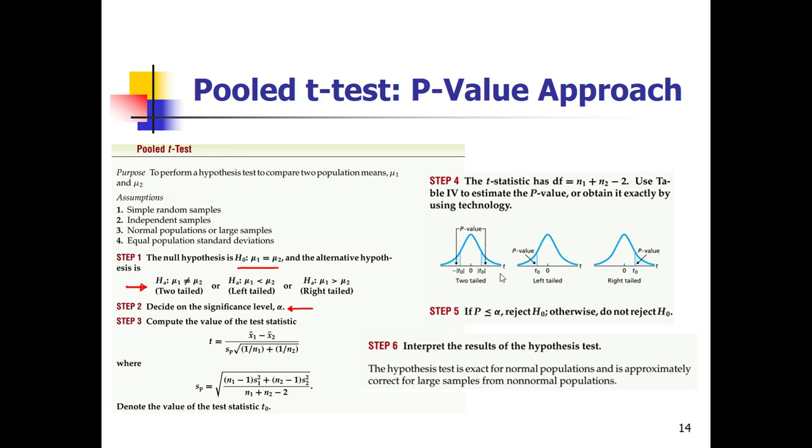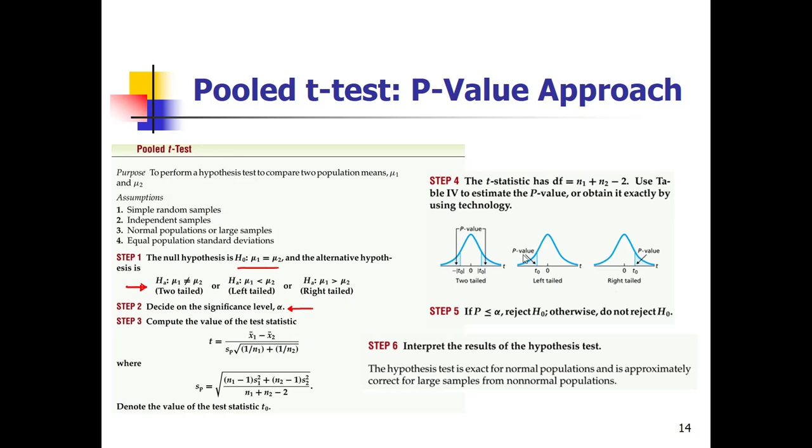Based on whether my question is a two tail, left tail or right tail, we have to plot one of these figures. If it's right tail, left tail or two tail, we will plot it. This is the T that we will find from the T table. Then we compare: we have this df, and we have this T value that we calculated here.